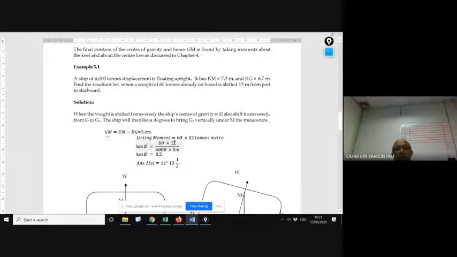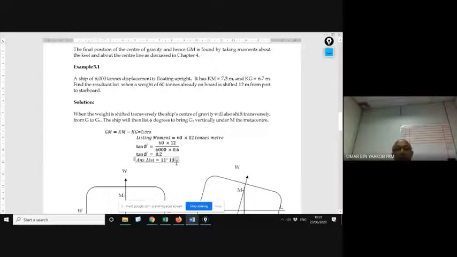So tangent phi is the listing moment, 60 by 12, divided by 6,000 multiplied by 0.6 GM. So tangent phi is 0.2, and we get the list to be 11 degrees 18.5 minutes. This one should be minutes. If you use your scientific calculator, you should get that. So it's 18 minutes. That's basically how you calculate that.